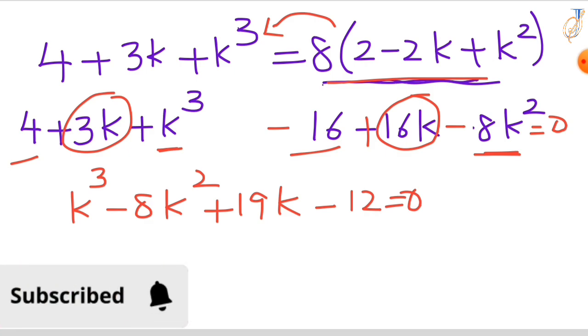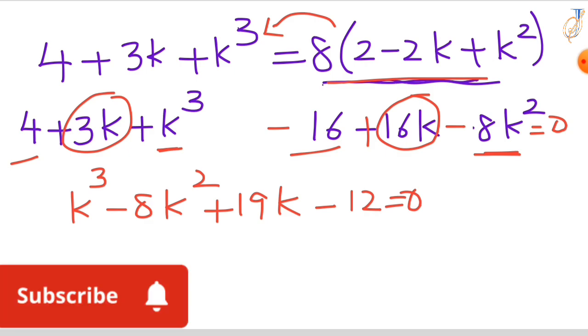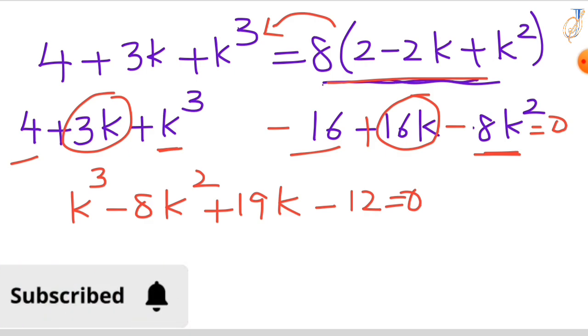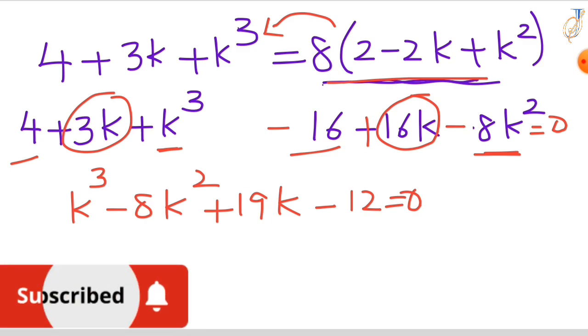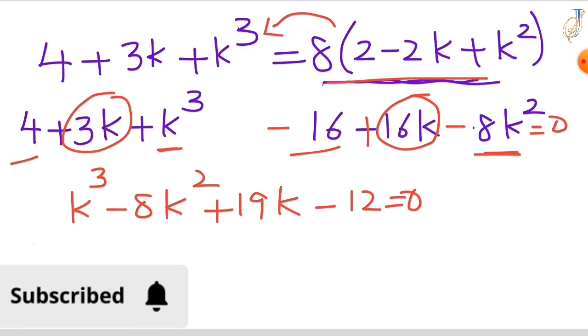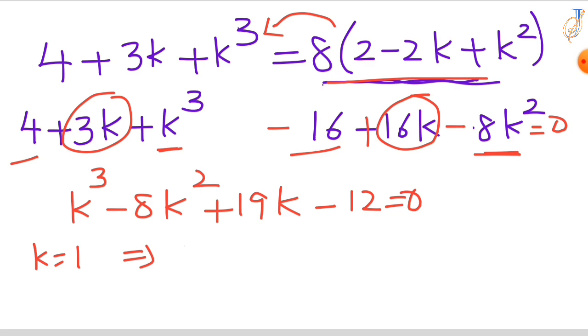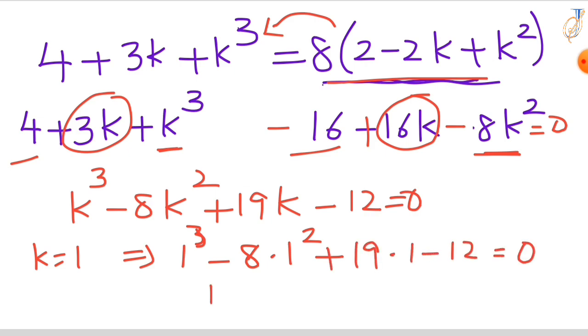We need to solve this cubic equation in terms of k. First, using the hit and trial method, we are going to find the first factor. Let's plug in k equal to 1. 1 power 3 minus 8 times 1 power 2 plus 19 times 1 minus 12. So you have 1 minus 8 plus 19 minus 12, that is equal to 0.